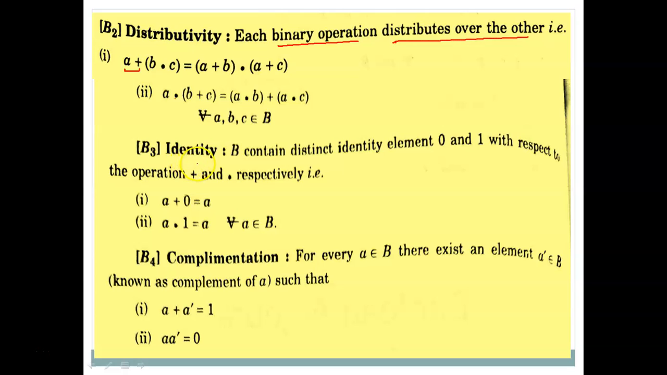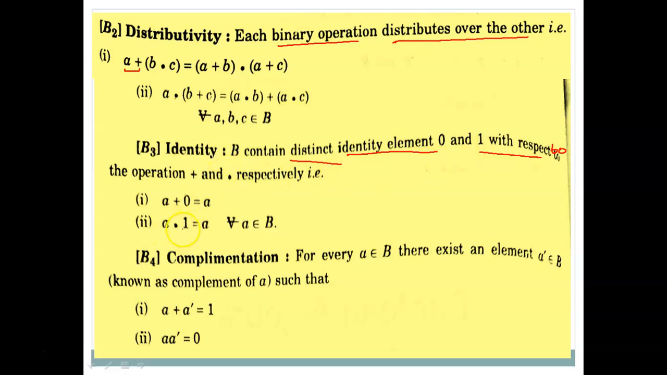The third one is the identity. B contains distinct identity elements 0 and 1 with respect to the two operations plus and dot respectively. For example, with respect to the operation plus, the identity element is called 0 here, so A plus 0 is equal to A, and 1 is the identity element with respect to the dot operation.